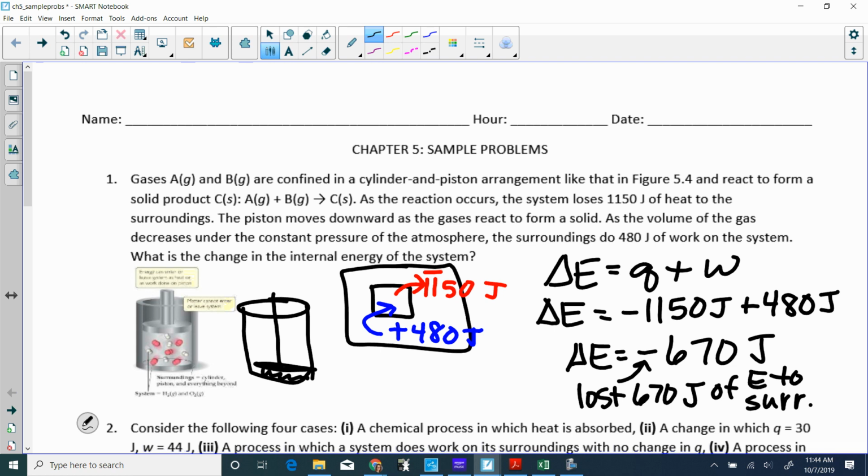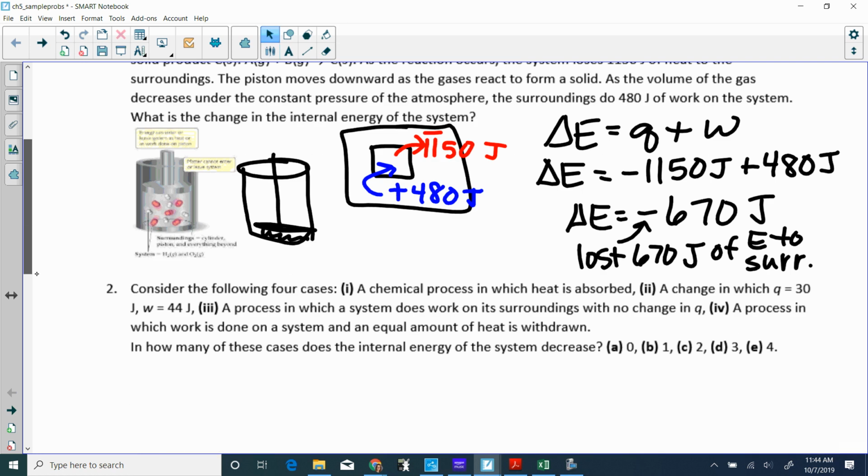I said it lost 670 joules. This is where you have to be careful. What if the question asks how many joules of energy were lost? The answer is 670. However, if the question asks, what is the change? The change is negative 670. So you have to be careful of wording, especially if it's multiple choice. They're going to give you the positive and the negative number. You're going to have to use reading comprehension.